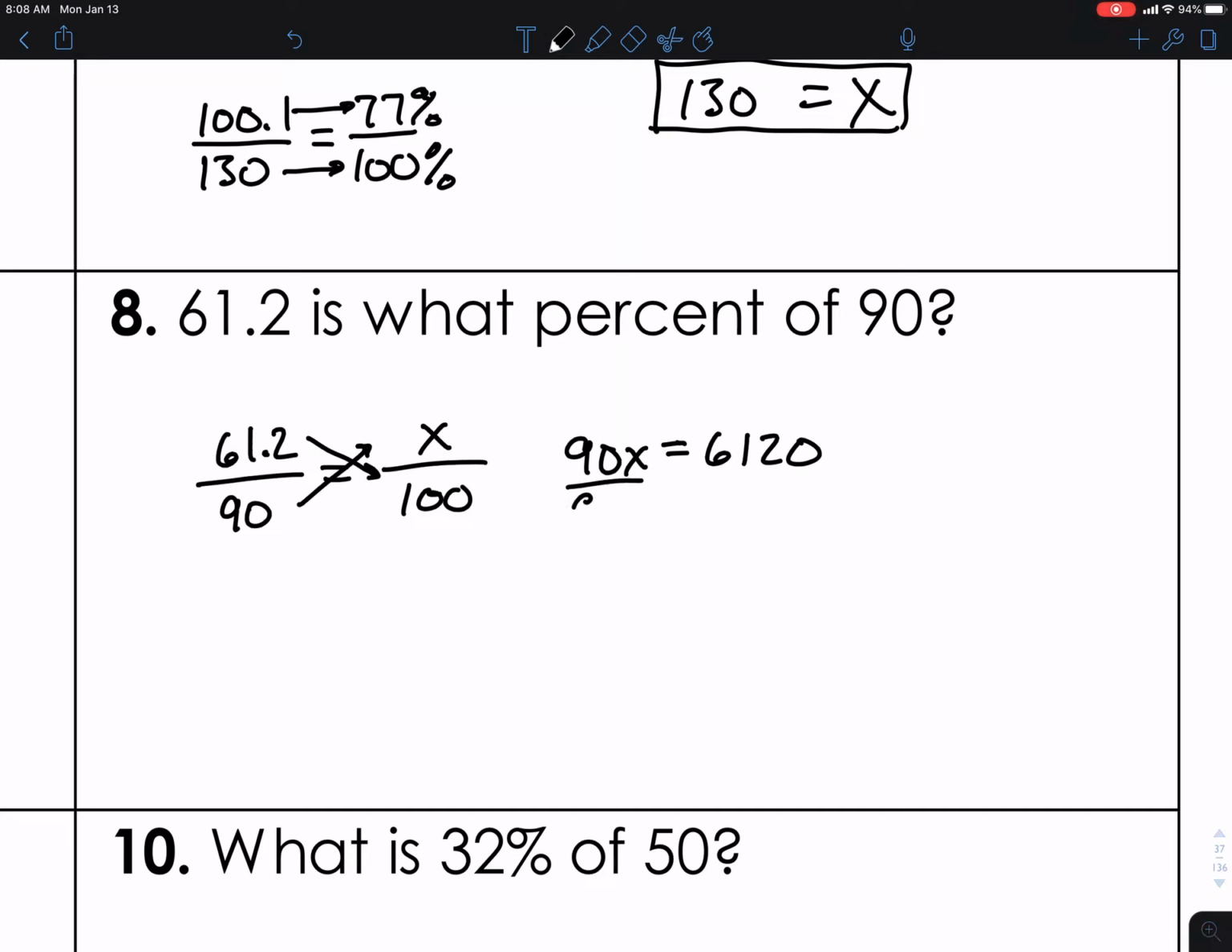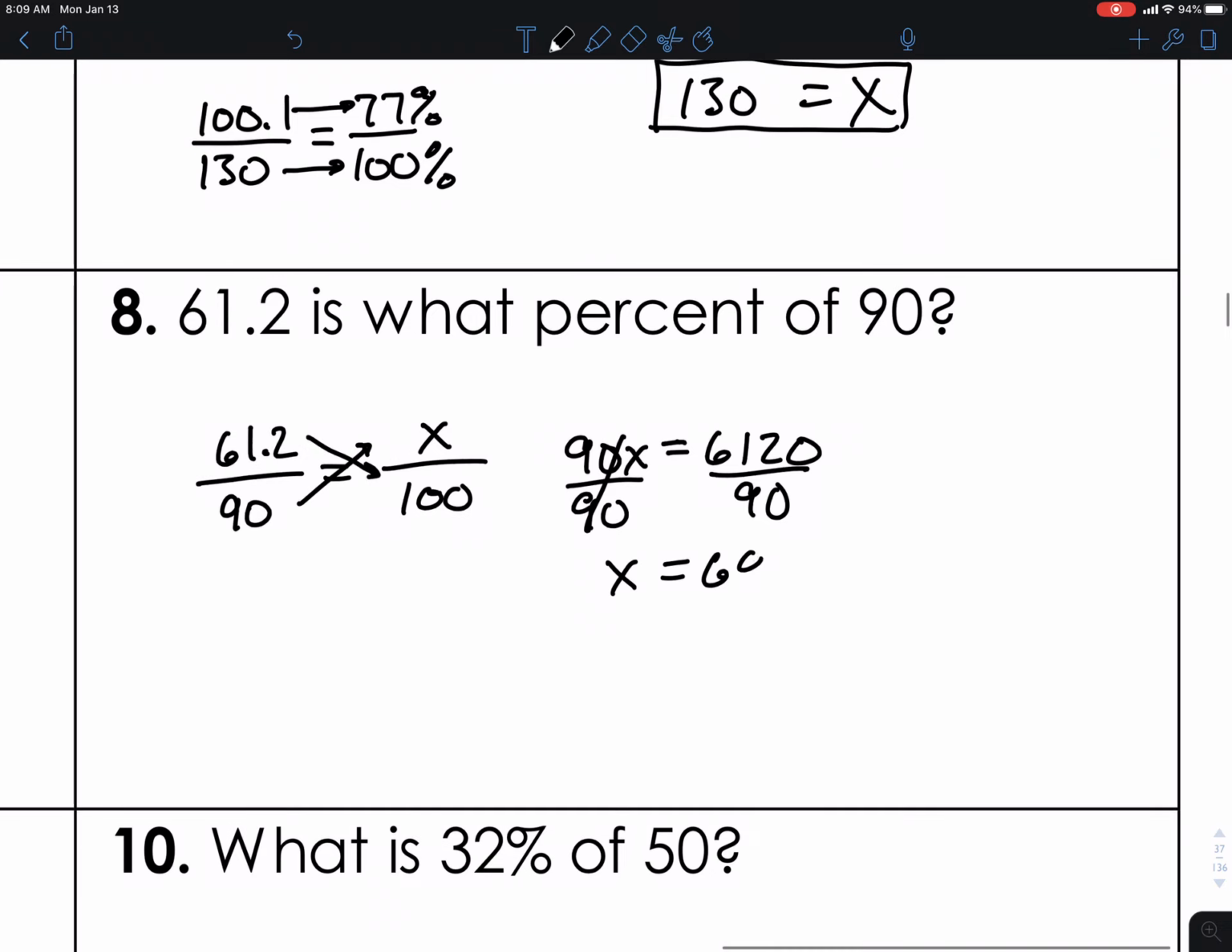Divide by 90 on both sides. That's gone, becomes a 1, so I got x left. 6,120 divided by 90 gives me 68. So it's 68%. Because what I was looking for, right, this is my percent side. This whole side is my percent side. Okay? So this was going to be some percent out of 100%. 68%.